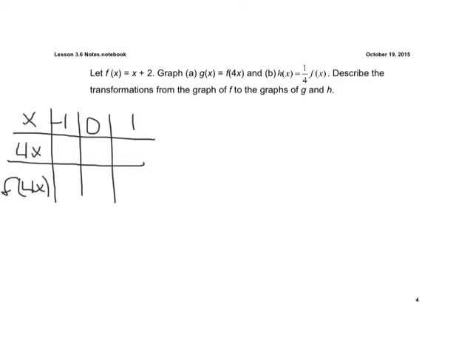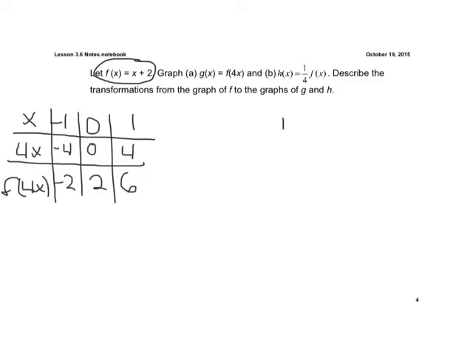And we're going to do 4 times x. X is our original number, so we get a -4. 0 times 4 is 0. And 4 times 1 is 4. Now it says f of 4x. So what we got for 4x, we're going to plug into our original function, which is x plus 2. So -4 plus 2 is a -2. 0 plus 2 is 2. And 4 plus 2 is 6.